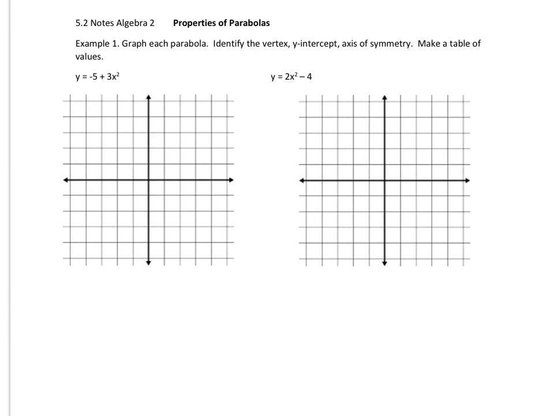Example 1 is graph each parabola, identify the vertex. So remember, for the vertex, you do opposite b over 2a. That's your x value, and then you plug in your x value to get y.